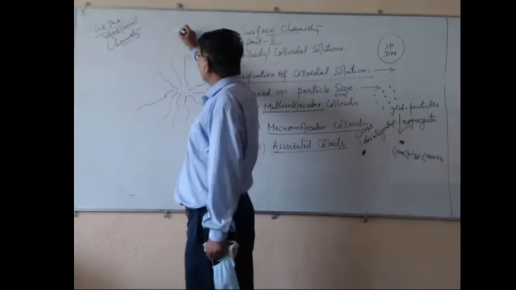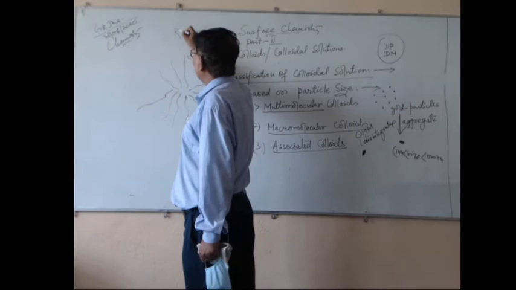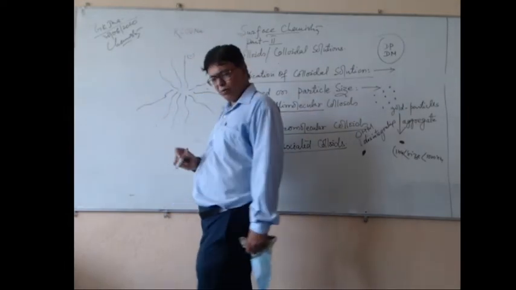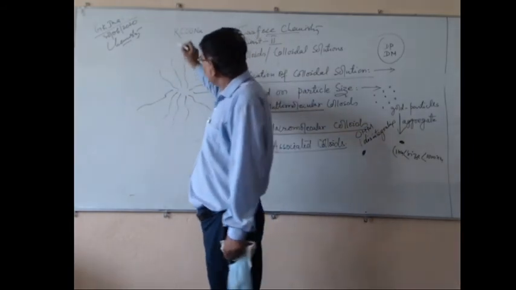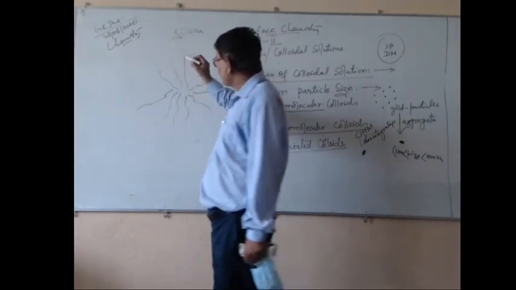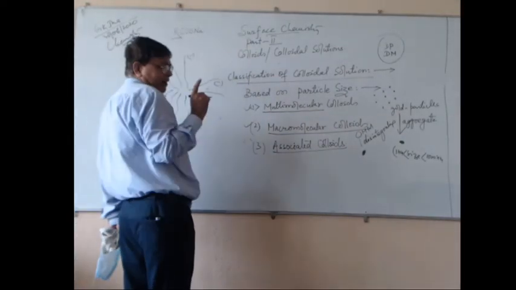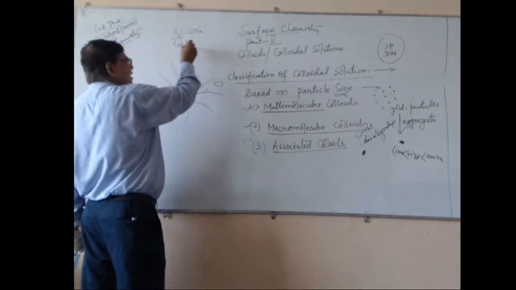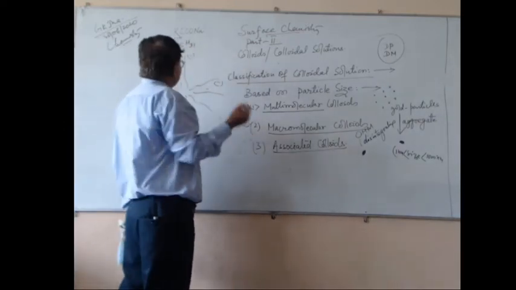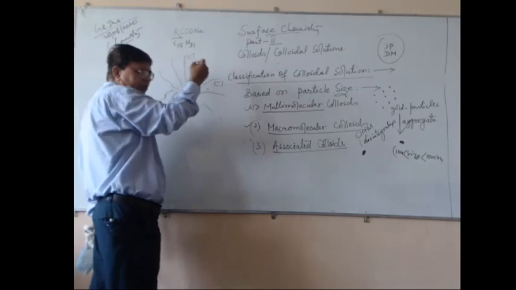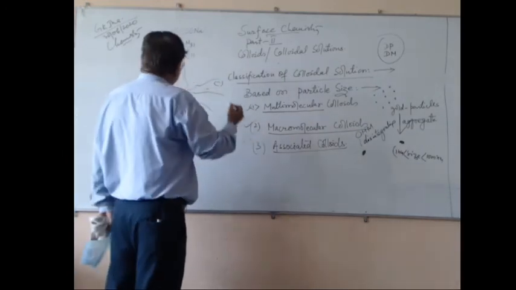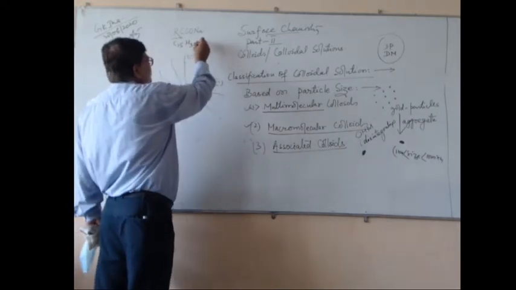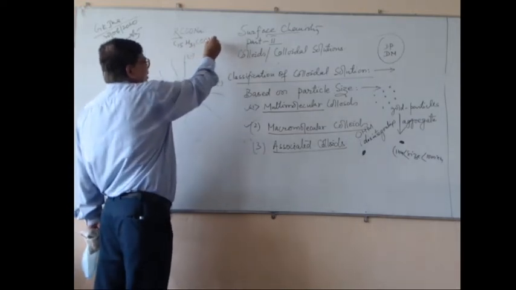Okay, in general, what do we write? RCOONa. This is a soap molecule. This is the higher alkyl group. It is the sodium salt of a higher fatty acid, that is soap. This may be C15H31, a higher alkyl group. The total number of carbon atoms in this alkyl group is 15. It's not methane, ethane, propane, butane like that. This is C15H31COONa, known as sodium palmitate.